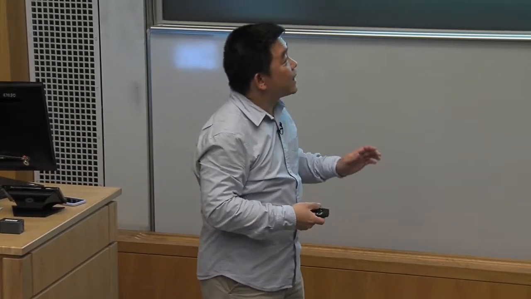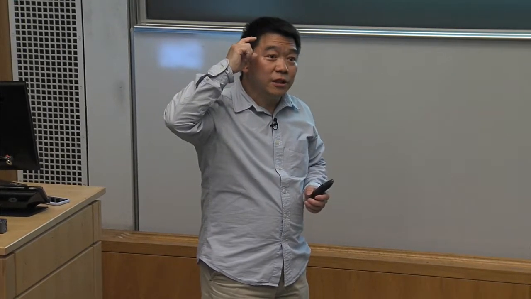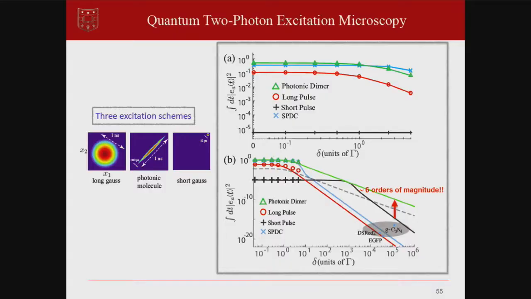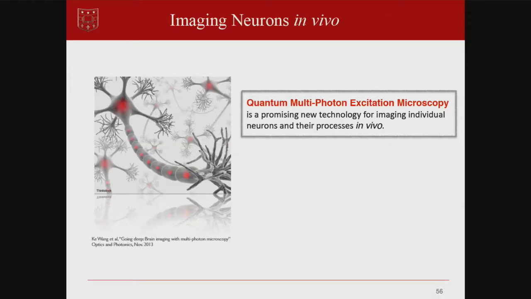So what this implies is that, because it's way more efficient, the signal-to-noise ratio becomes much, much higher. And that also means that it can image much, much deeper. When you put everything together, we estimate this technique will allow you to image the brain up to roughly 4 centimeters. And if we can make this light source, there will be a breakthrough. This will be the first time that people can achieve deep brain imaging up to centimeter scales. And this technique may also, ultimately, allow you to image individual neurons and their processes in vivo.